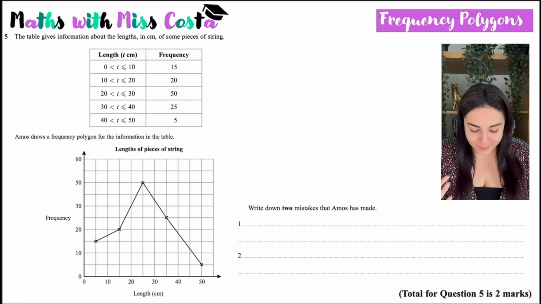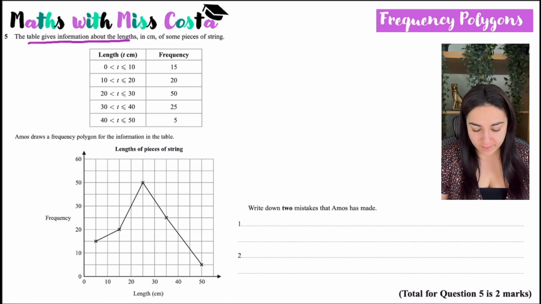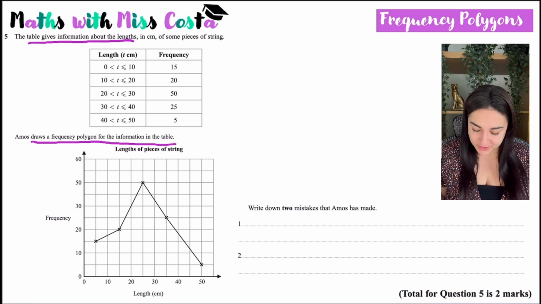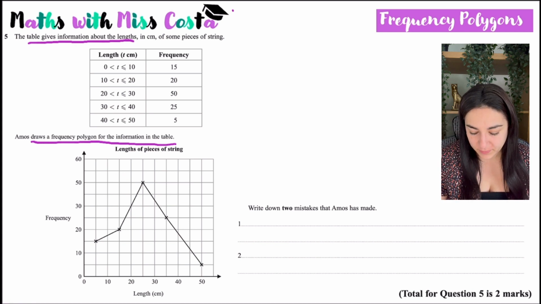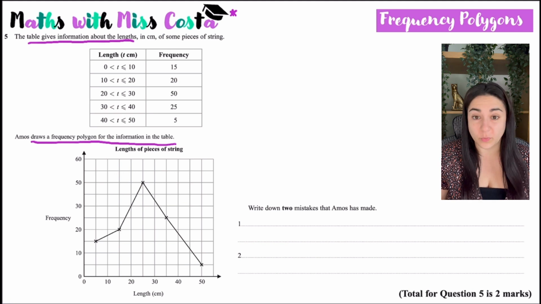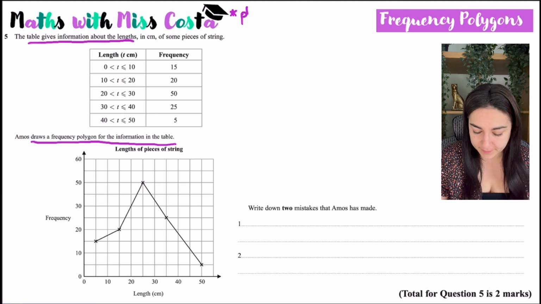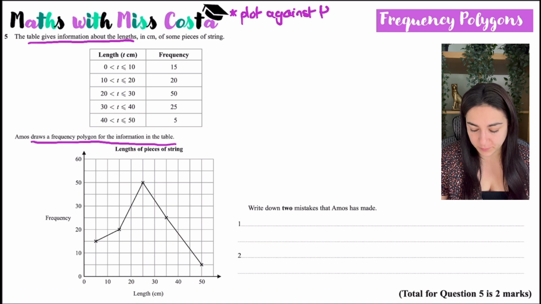So here I have been given a frequency polygon. I've been given a table that gives information about the lengths of some pieces of string, and then Amos has drawn a frequency polygon for this information. And I need to write down 2 mistakes that Amos has made. Well, the most important thing about a frequency polygon, or one of the most important things, is that you always plot against the midpoint of the class interval.